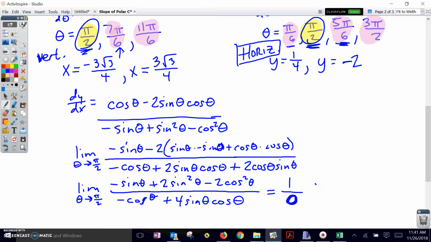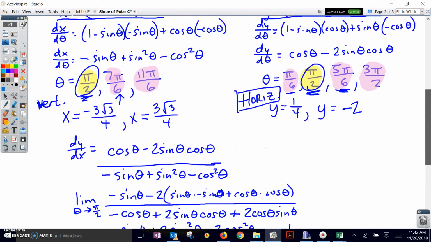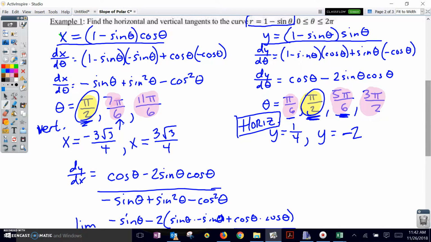Since dy dx is undefined, this is going to be a vertical tangent at this point. So we have a vertical tangent at theta equals pi over 2, and so we'll substitute pi over 2 into the original x to find the equation for that vertical tangent. And if we put pi over 2 in there, we get 0. That tells us that there's a vertical tangent at x equals 0. And so there are all the vertical and horizontal tangents to this curve.